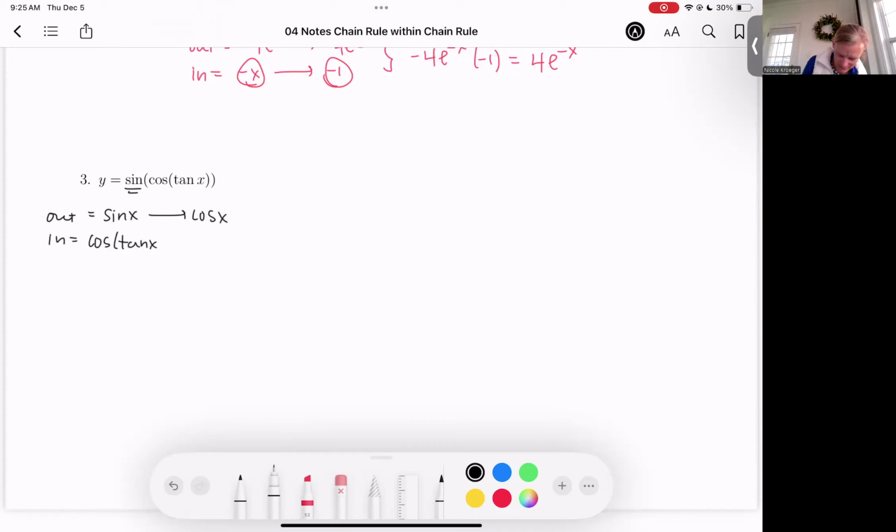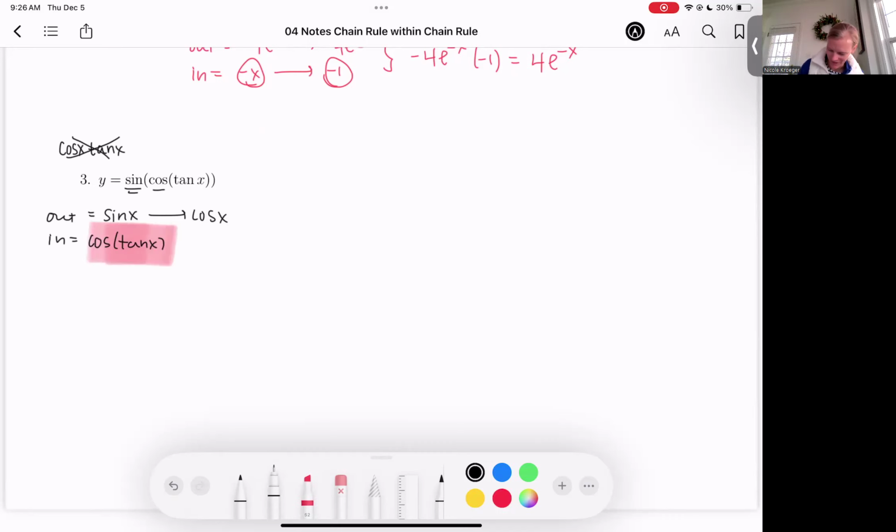The thing inside of my sine is a little more complicated. That's cosine of tangent. And notice that this is cosine of tangent, not cosine times tangent. If it were cosine times tangent, it would be written cosine x tangent x. But instead, this is cosine with tangent plugged in. So this is going to be a chain rule because we have a function inside of a function.